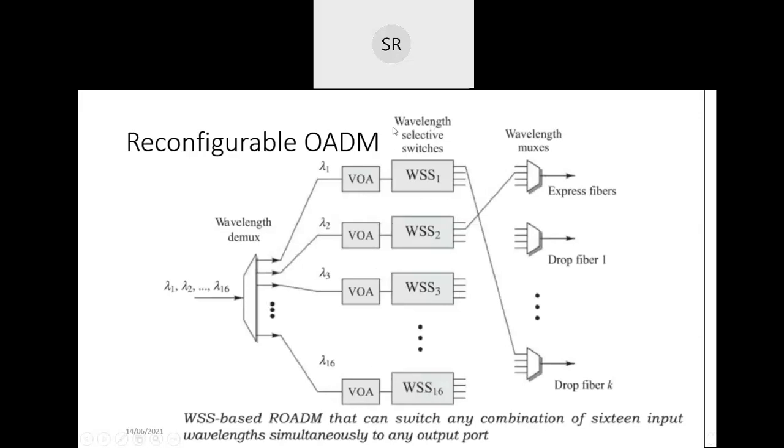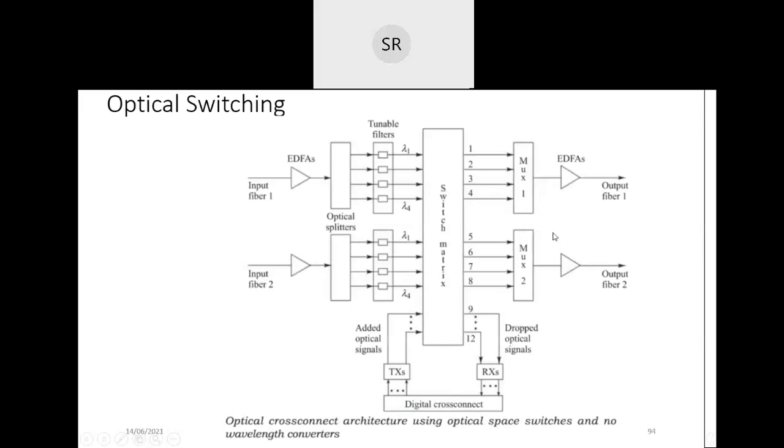Again, we have the wavelength selective switches there. So in that case, we are using the variable optical attenuator. It will attenuate that particular wavelength, that particular signal, and then there is a switching network, and then a multiplexer here. Likewise. Another example is about optical switching.